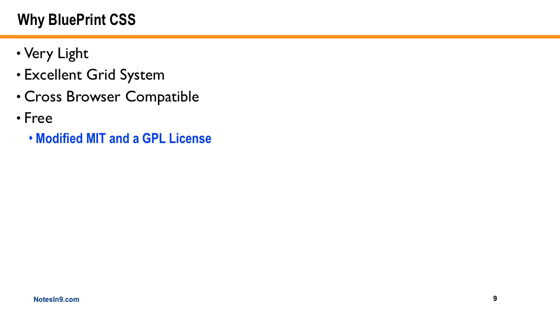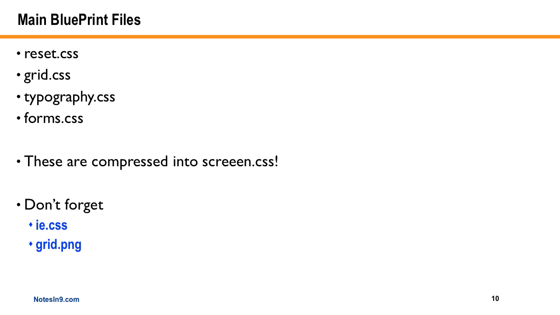So let's just talk quickly about Blueprint, which is another free CSS framework that I like. It's very light, so there's not a lot of bloat to it. There's not a lot of additional styling that you're not going to use. It has a great grid system, which is the reason to use Blueprint. It breaks your web page down to 24 columns, and it makes it very easy to move things around on your page. It's cross-browser compatible, and it's free.